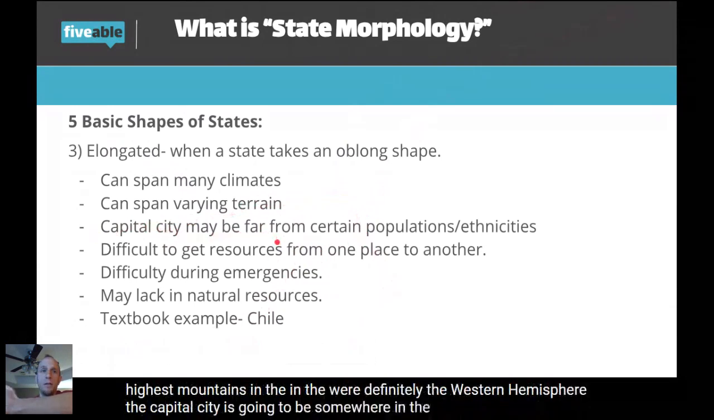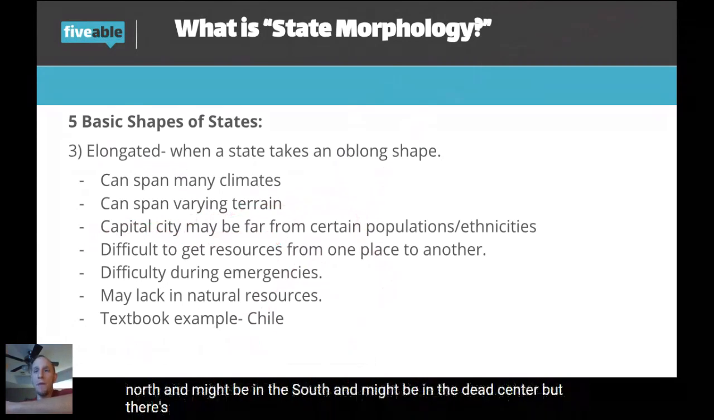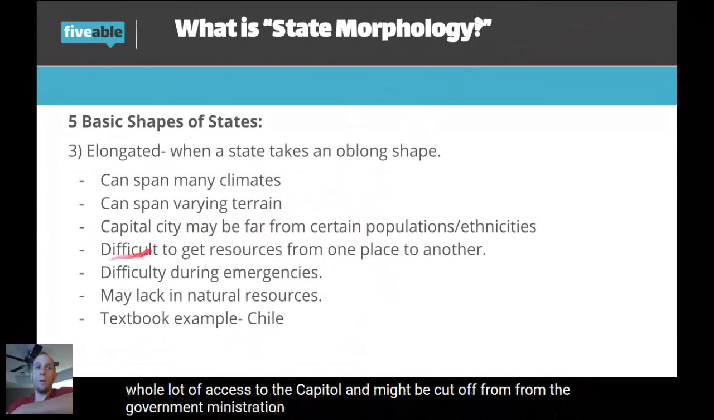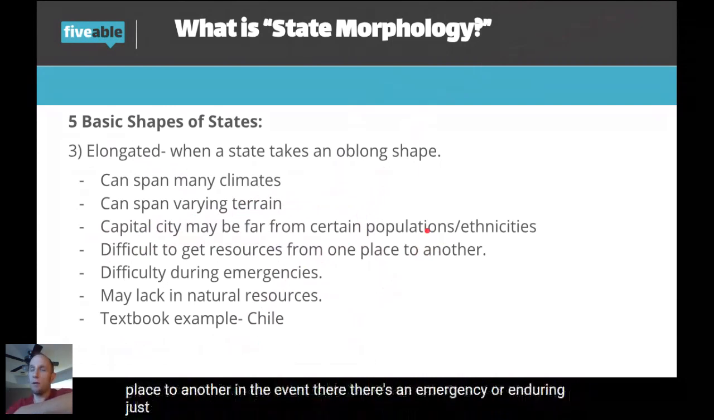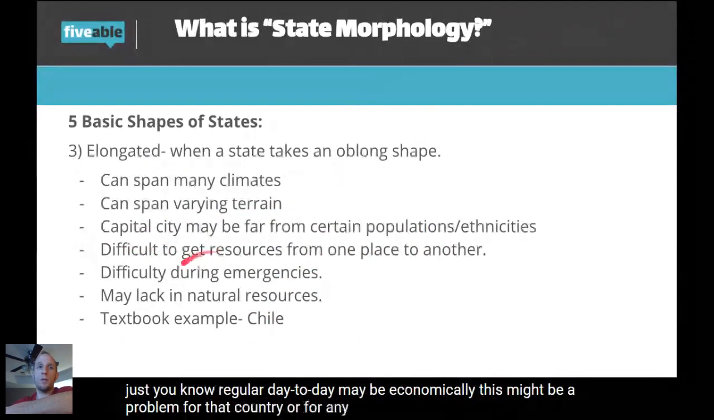The capital city is going to be somewhere in the state. It might be in the north. It might be in the south. It might be in the dead center. But there's going to be people along that elongated state that don't have a whole lot of access to the capital and might be cut off from the government administration. It might be difficult to get resources from one place to another in the event that there's an emergency or during just regular day-to-day. Maybe economically, this might be a problem for that country or for an elongated state.